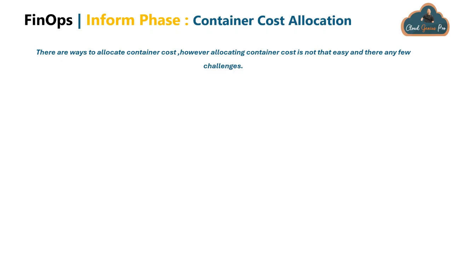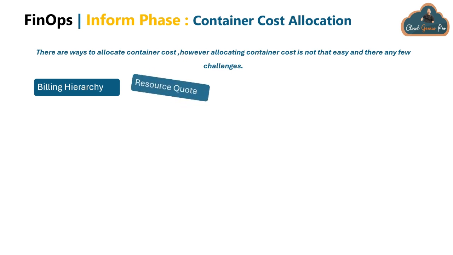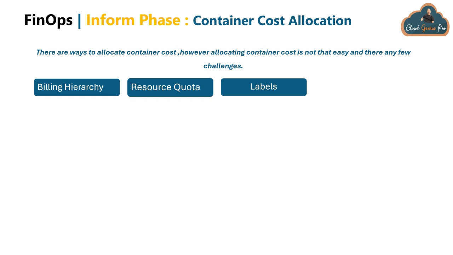Now when organizations are adopting containers more and more, there are certain ways which an organization can follow to optimize and allocate the container cost. The example is the billing hierarchy. Then resource quota is also one of the container features, or to be precise, the microservices features, which any organization can implement. And similarly, the labels and then namespaces. So these four are the common features which organizations can use to allocate as well as optimize the container cost.